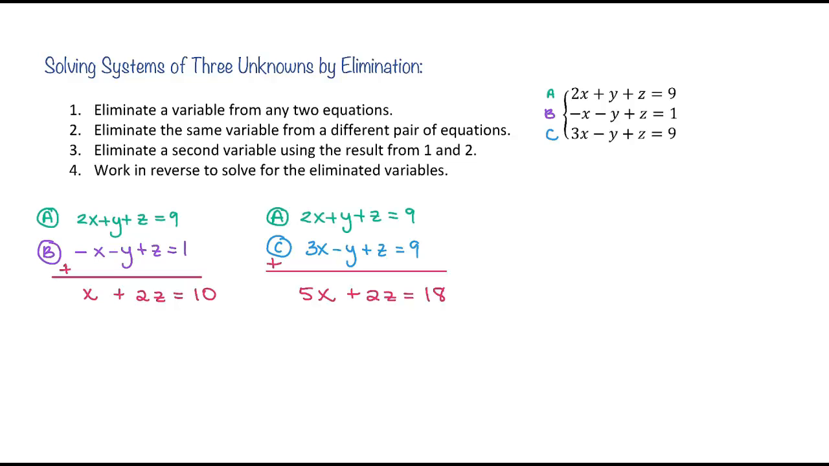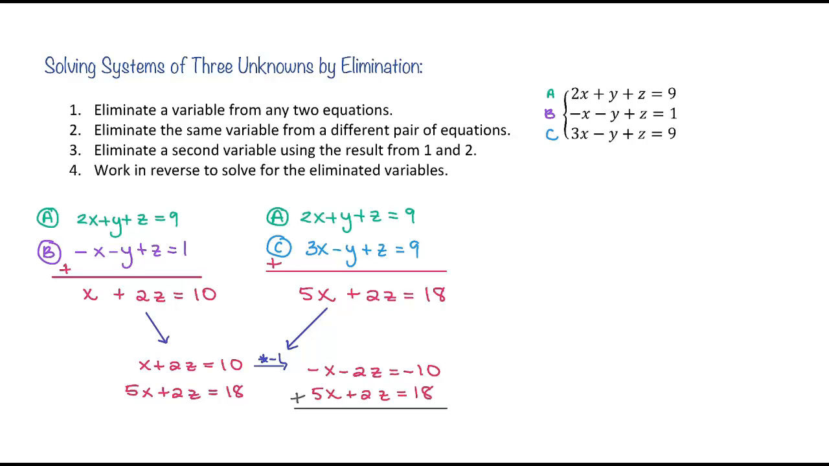Now we have two new equations with only two unknowns, x and z, and we can use these two equations to eliminate a second variable. Notice that if we just add these two equations together, a variable will not be eliminated. So we need to change one or both of these equations. Since both equations have a positive 2z, let's take one of them and multiply by -1 to change the sign. Multiplying the first equation by -1, we have -x minus 2z equals -10, and we'll leave the second equation alone.